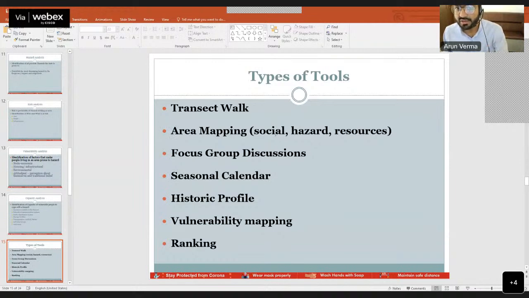Area mapping in terms of social hazard and resources. We should demarcate the things. We should make an area profile of the things which have problems. Focus on group discussions. We should also have a group discussion with the people and the department. For example, in a department, we should discuss with the department HODs. And the seasonal calendar. We should note which disasters came in which season, which disasters we have encountered at what time of year. Another thing is the historical profile.